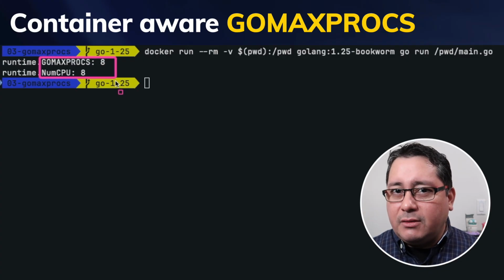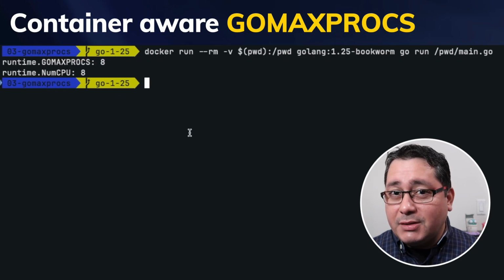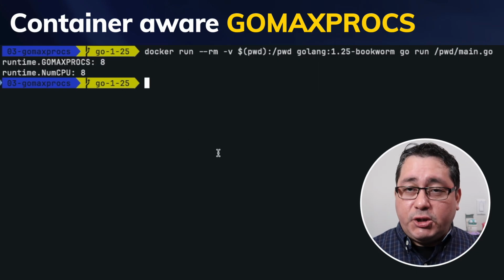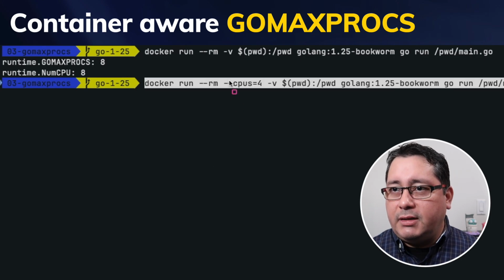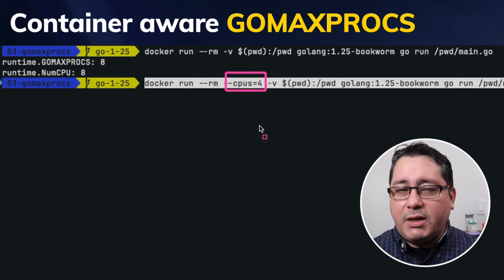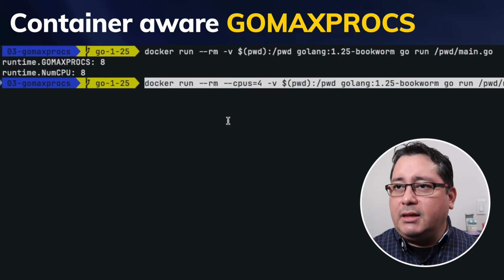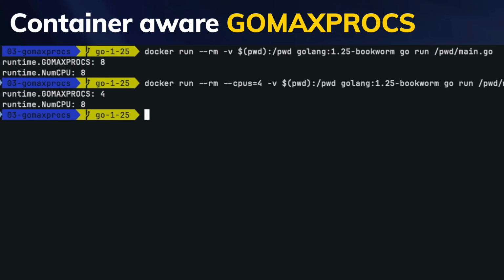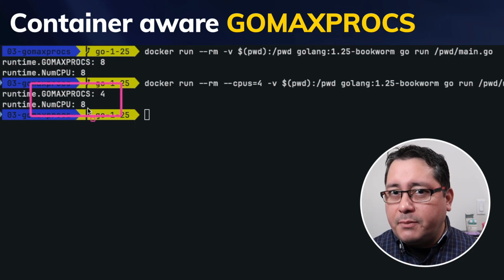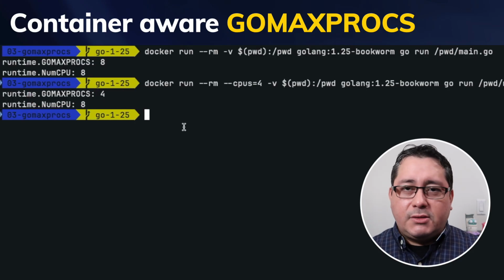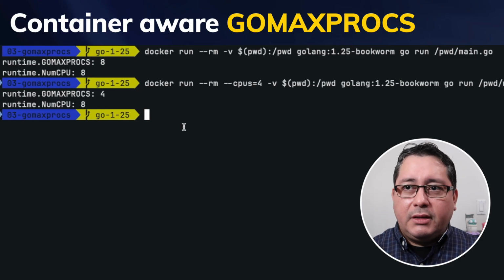But if we decide to change the number of CPUs that we are using in our container, the values will change. Let me show you. Let's say we decide to use 4 CPUs now. In this case, passing in the CPUs argument to the docker run command. Let's see what it prints out. As you can see, the GOMAXPROCS value changed to 4, but the number of CPUs stayed as 8. This is nice because you don't have to worry about configuring this manually. It will be handled behind the scenes by the Go runtime.